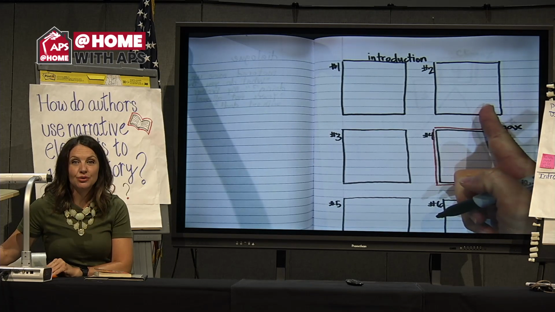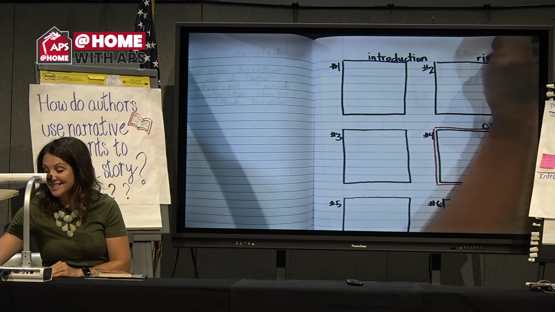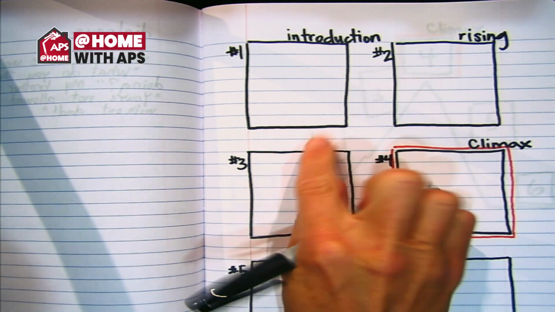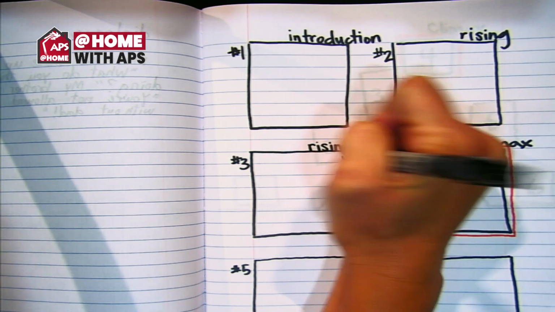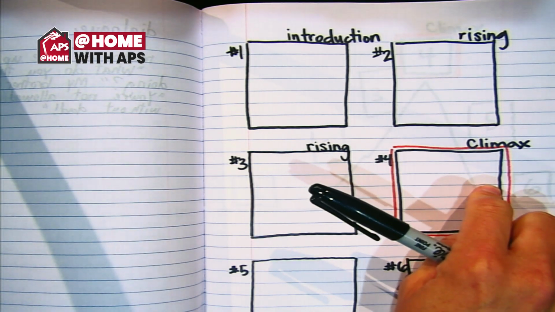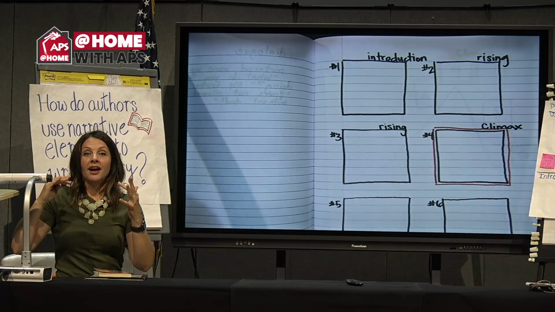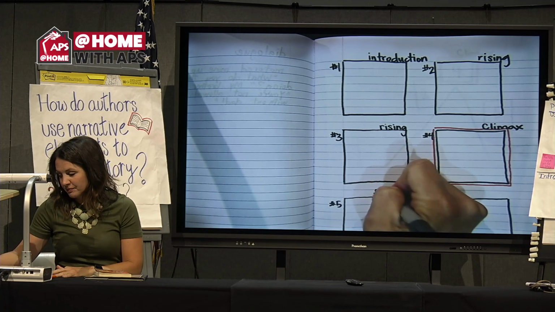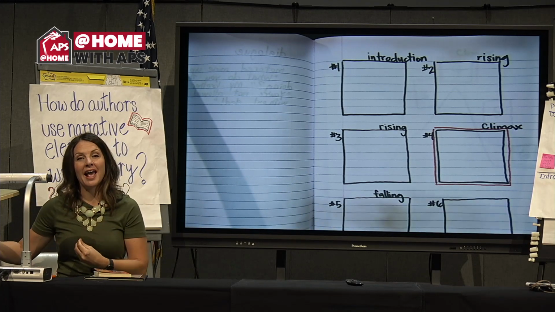Now, scene number 2 is going to be rising. Rising means it's beginning to get interesting. Box number 3 is also rising. The action is getting a little bit more intense. Scene number 4 will be my pivotal moment, my climax, my point of no return. And then scene 5 is called my falling action. Falling just means it's getting less exciting and it's going toward my ending.